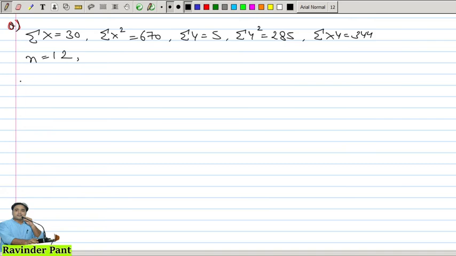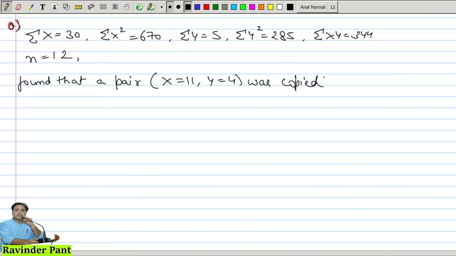and it was found that a pair which was x is equal to 11 and y is equal to 4 was copied wrongly. गलत इसको कॉपी कर लिया गया, जबकि करेक्ट वैल्यू क्या थी? करेक्ट वैल्यूज वर x is equal to 10 and y is equal to 14.